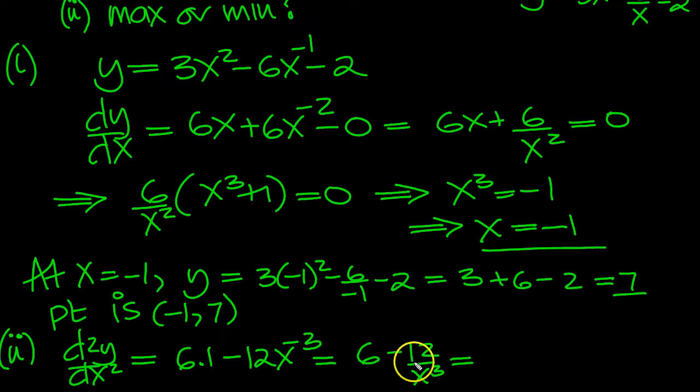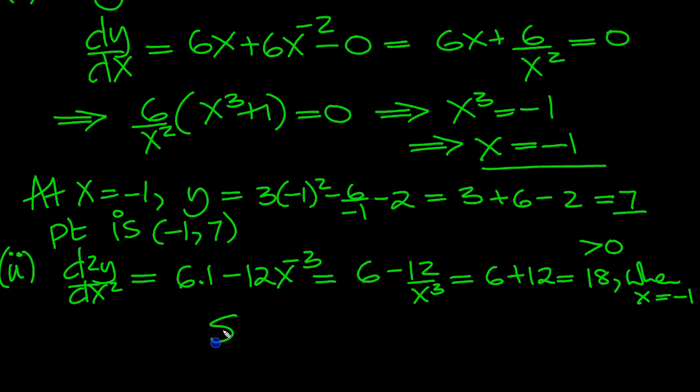which is equal to 6 minus, and x cubed is minus 1, isn't it? So it would be plus 12, which equals 18. And that's when x equals minus 1. So x cubed is minus 1. I'll put that in there. Minus over minus was a plus, 12 over 1 is 12. 6 plus 12 is 18, which is greater than 0 when x is minus 1. So a minimum point.